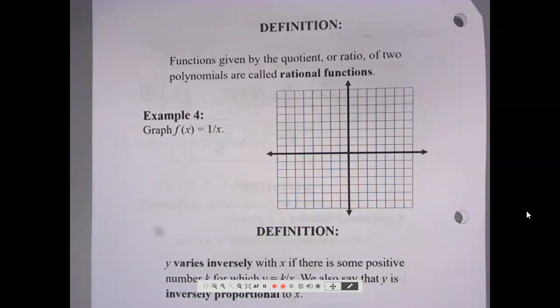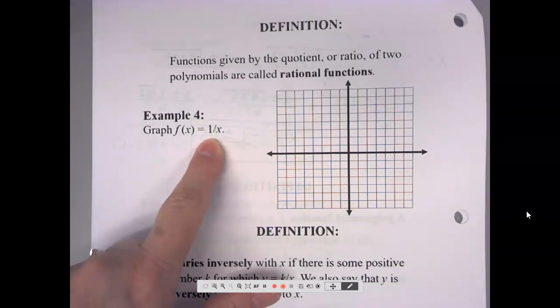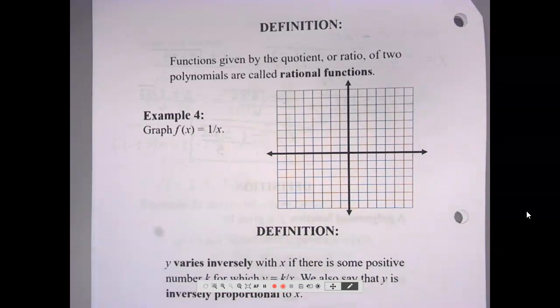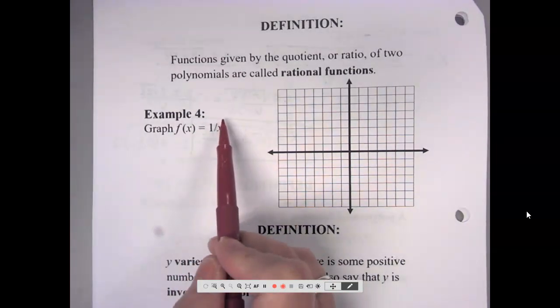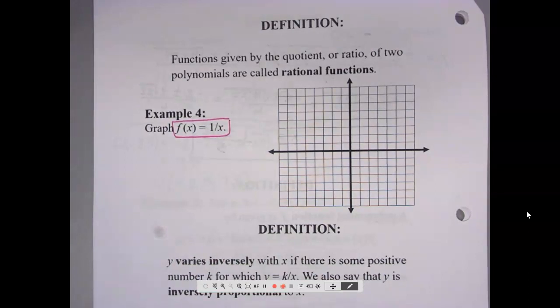Functions given by the quotient or ratio of two polynomials are called rational functions. Here's our parent function of a rational function. Anytime you hear rational in math, think fraction. So what does this thing look like? That was one of the main ones that I talked about at the beginning of the semester. Hyperbola. There are actually two parts to it.